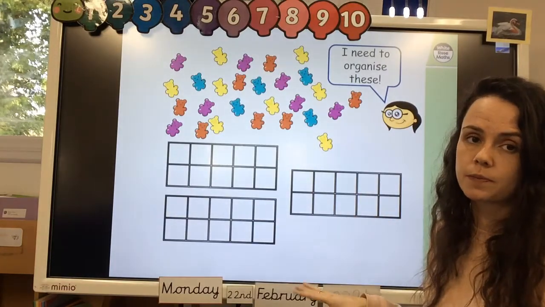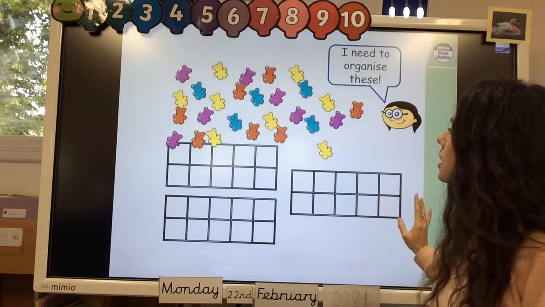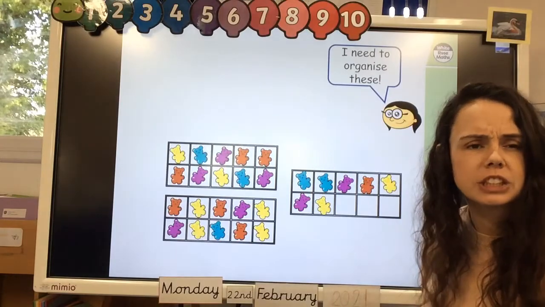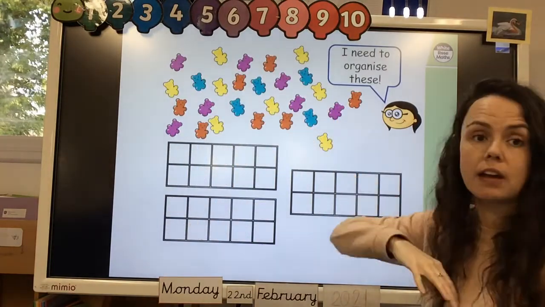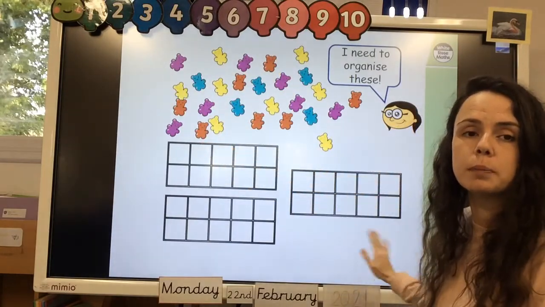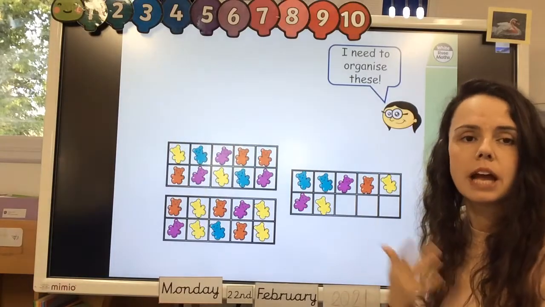10 frames. We're going to put them into 10 frames, so let's have a go at that. Wow, that looks like it's much easier to count. When they were up here, if you said count all of these, I'd be forever going 1, 2, 3, 4. That takes a really long time, but by putting them in our 10 frames, it's really easy to count. How many have we got?